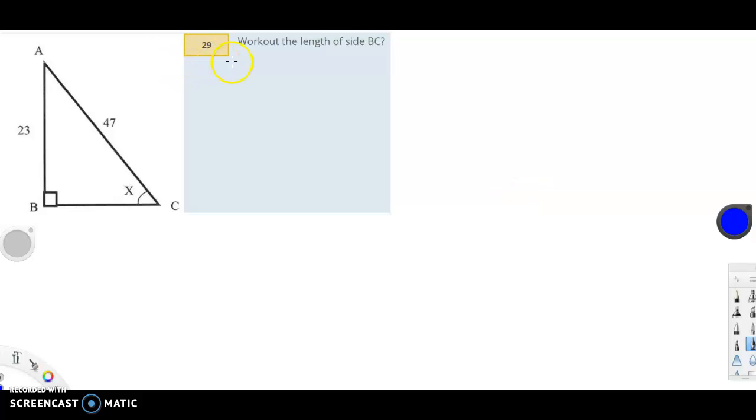Question 28, work out the length of the side BC. So that's that side there. We already have angle x there, so what do we call this side? We can call it what we want, sure, we can call it BC. Anyway, there's a right angle triangle and we've only one side missing, so we're going to be using Pythagoras.